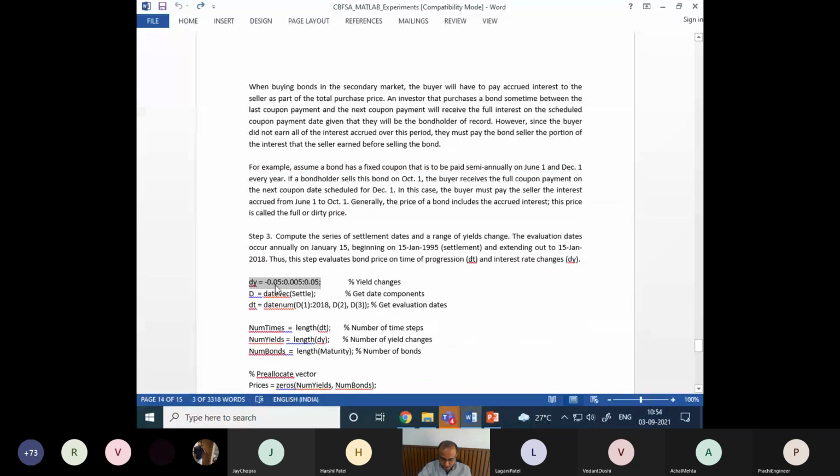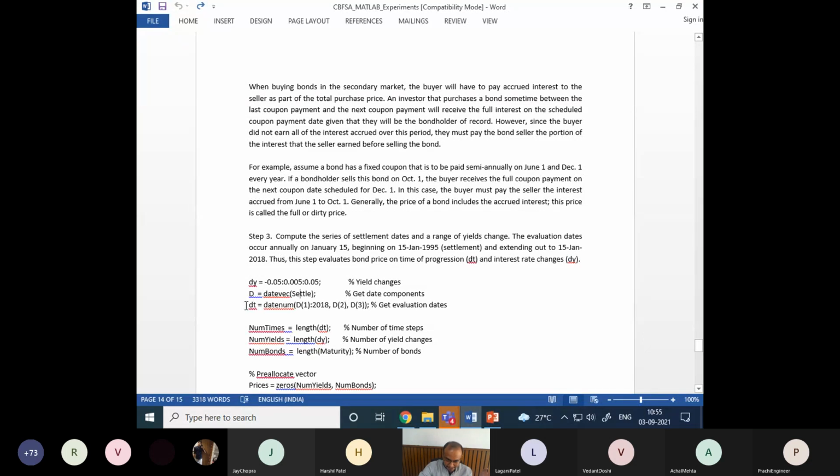And there is a fluctuation of minus 0.05 to plus 0.05, and the step size is 0.005. So let me take one vector dy, yield changes from minus 0.05 to plus 0.05 in steps of 0.005. Now I convert this settlement date also into a date vector because I have to find the data on 15 January 1995 up to 15 January 2018. So let me convert this settlement date, which is my initial date, into a date vector. So I segregate it into year, month and date.